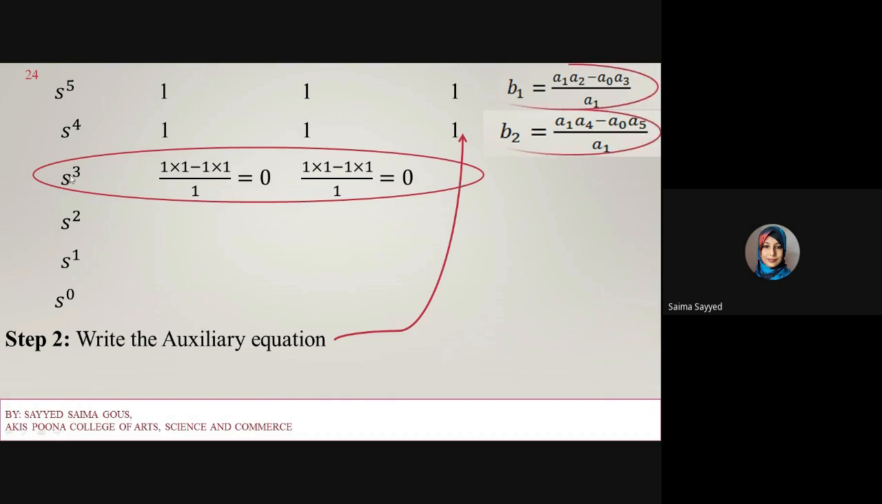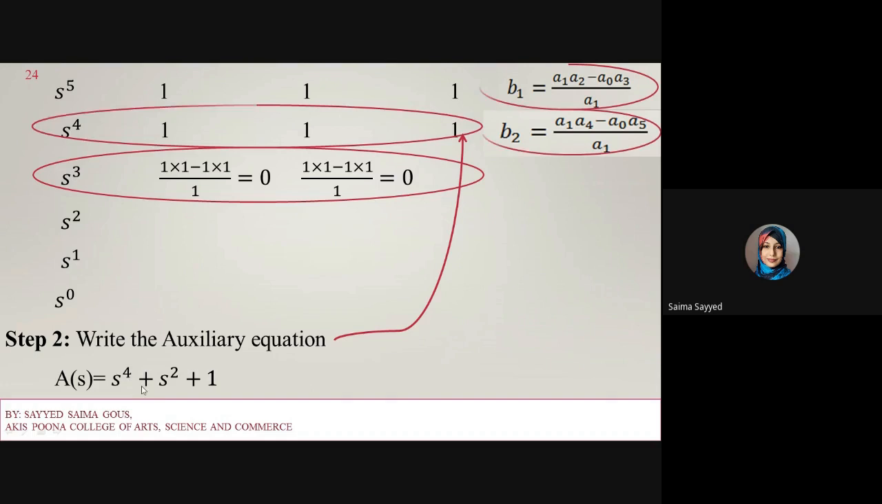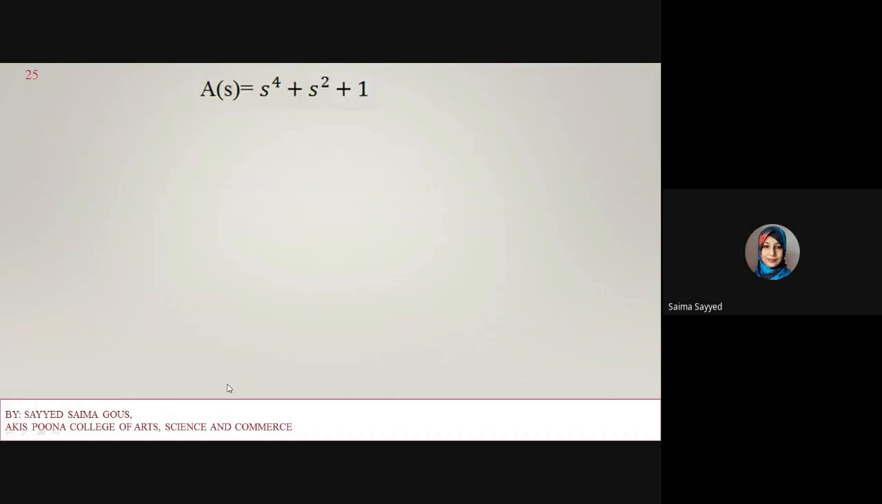So this is the s raised to 3 row, and this row is 0. So write the auxiliary equation for the above row, that is s raised to 4. We will write the auxiliary equation for the s raised to 4 row. So it will become s raised to 4 plus s raised to 2 plus 1. Now differentiate this equation with respect to s. So it will become 4s cube plus 2s.